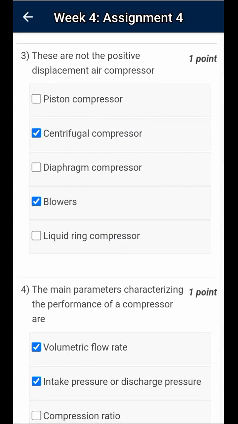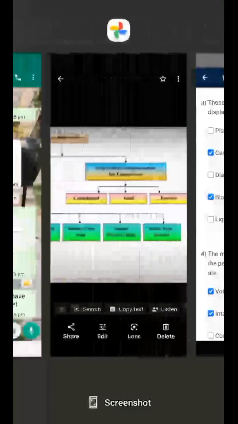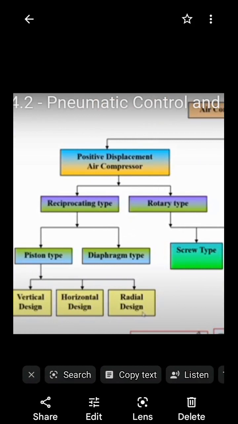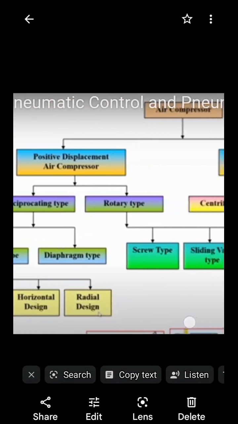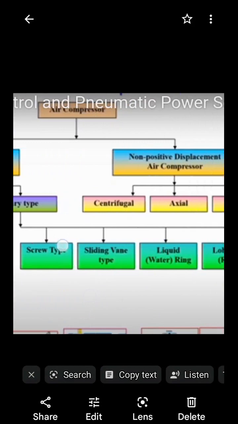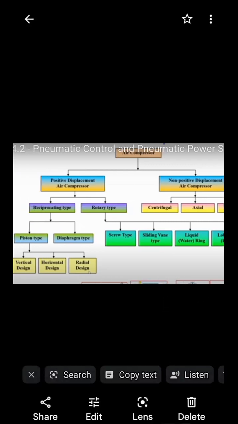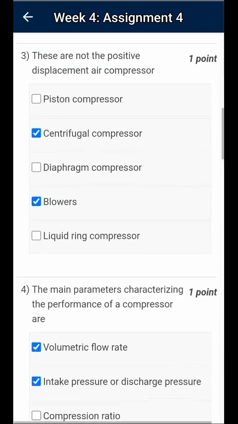Okay, so check out the centrifugal compressor. I put a tick mark in this particular option, and then check out the positive types. Positive types: piston type, diaphragm type, and in this case rotary type, liquid ring. These things come under positive type. So piston type, diaphragm, liquid ring, these options come under positive type.